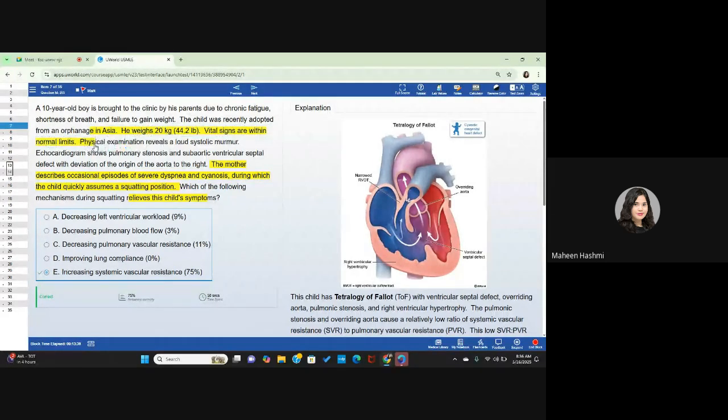What is the most deadly thing that is happening in the tetralogy of Fallot? Out of the four things that are occurring, what is the most deadly? Pulmonary stenosis. Very good. So pulmonary stenosis is very, very lethal. You have to correct it. The other things are also deadly, but pulmonary stenosis severity is the indicator of the prognosis of the tetralogy of Fallot as well.